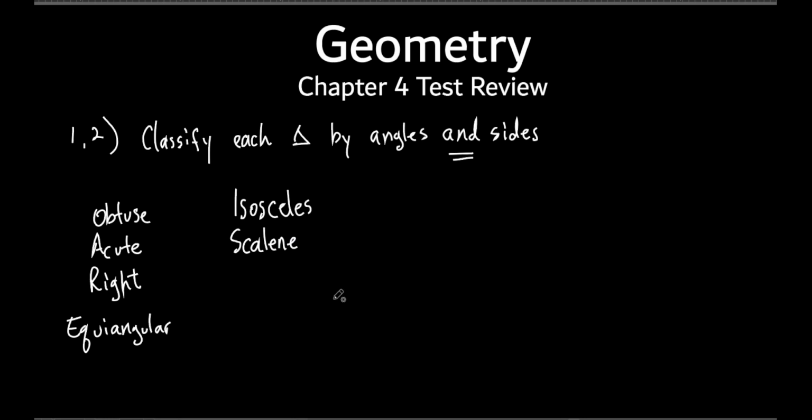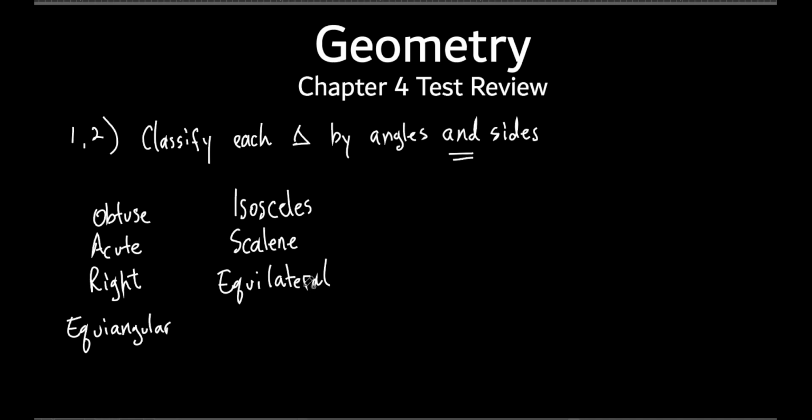What if all 3 sides are equal to each other? We call it equilateral. I think that's it, isn't it? For the sides. Yeah, we got none. We got 2. We got 3. All right, so there you go.